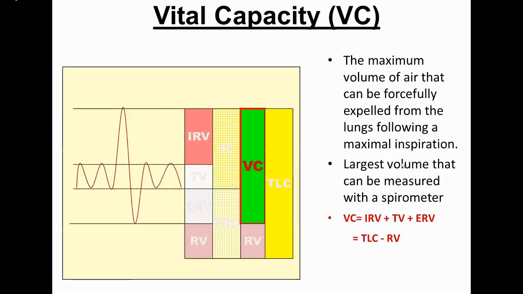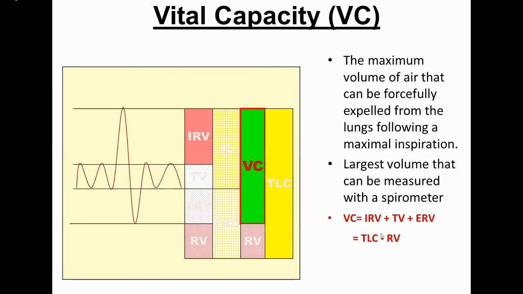Then I want to discuss another very important parameter called the vital capacity. The vital capacity is the maximum volume of air that can be forcefully expelled from the lungs following a maximal inspiration. It is the largest volume of air, and it can be measured with the spirometer.